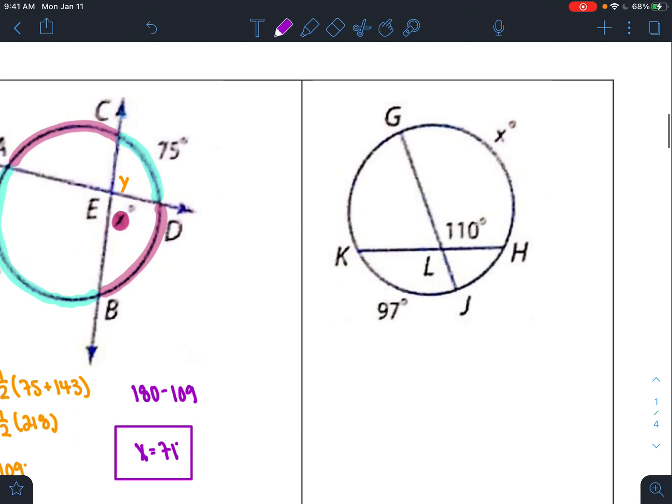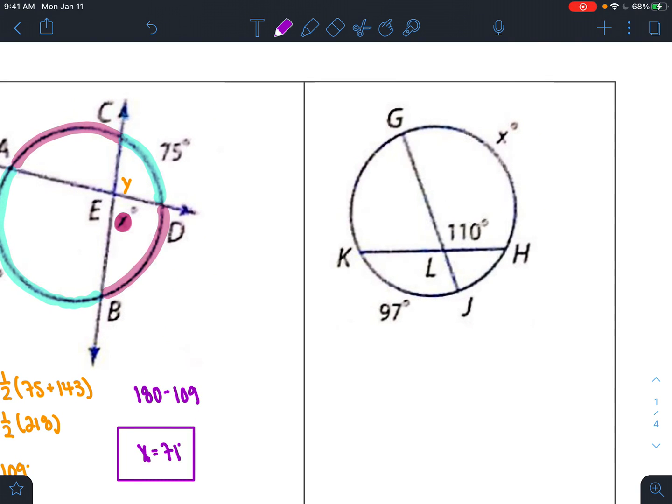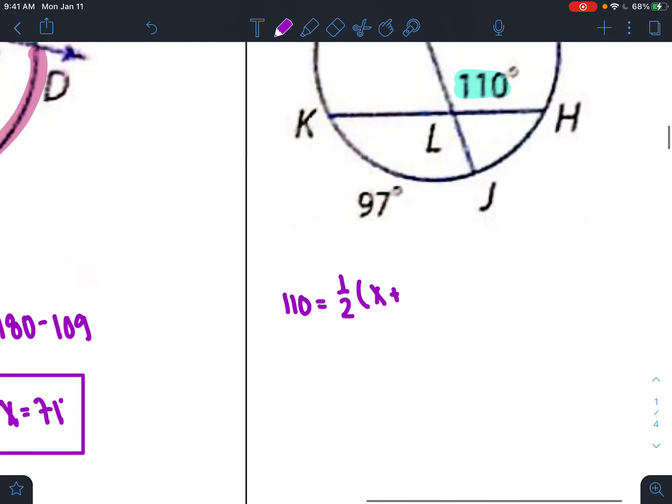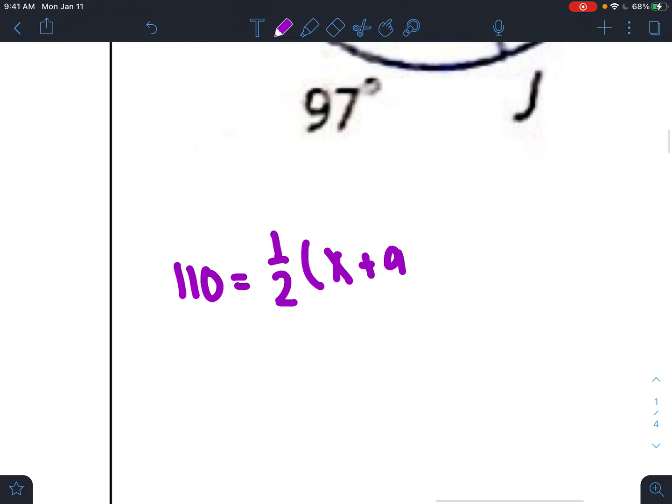Our last example is again a little bit different, because if we look at x this time, x is going to represent an arc measure, and I'm given the angle measure. So I'm going to have to work backwards in order to find that missing arc. Using that formula, this time I know my angle. So my angle, 110 degrees, is equal to 1/2 times x, which is one of the arcs I'm trying to find, plus the other intercepted arc, which is 97.